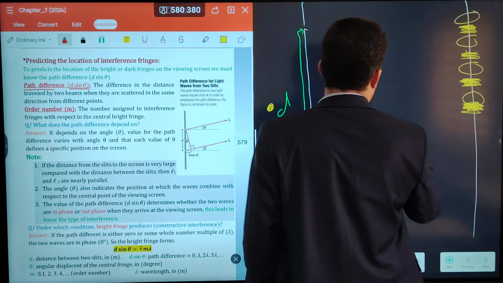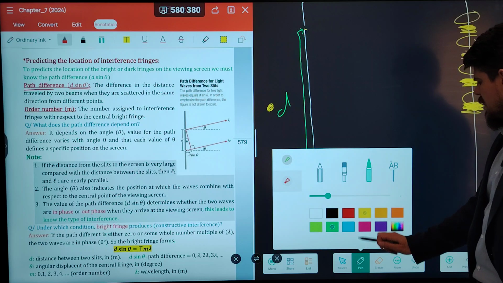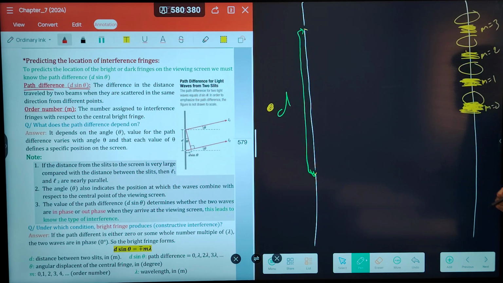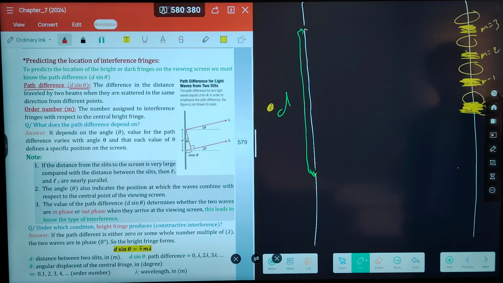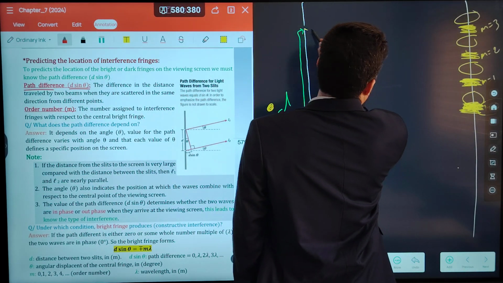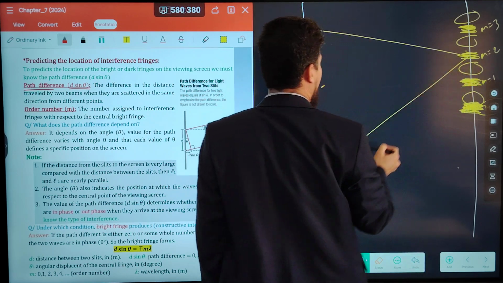For the first bright, this is m0, but this one m1, m2, m3. The central maximum always has m equal to 0. This is not first order because it is located exactly at the middle of the screen. But this one is m1, m2, m3. M1 with m0 has path difference 1 wavelength, but m2 with m0 has path difference 2 wavelength. M3, 3 wavelength. Like with m2, do we have path difference? Yes.